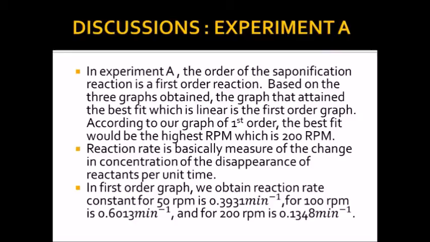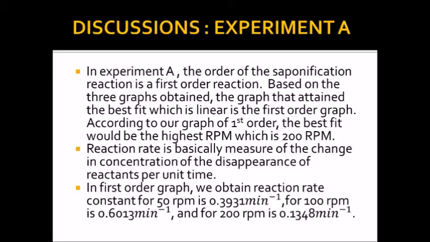Now, we move on to how to find the reaction rate constant from this experiment. The reaction rate constant can be found by finding the slope for 50 RPM, 100 RPM, and 200 RPM. Reaction rate is basically a measure of the change in concentration, the disappearance of reactants, per unit time.